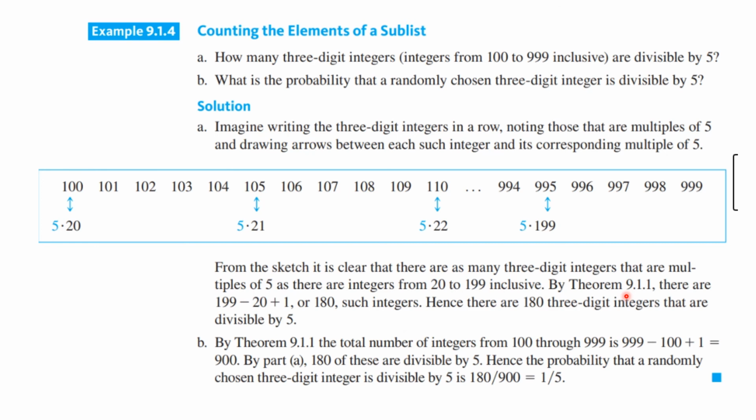So by the theorem we just talked about, how many of those are there? There are 199 minus 20 plus 1, or 180 such numbers. Hence, there are 180 three-digit integers that are divisible by 5. Now, the total number of integers from 100 through 999 is 999 minus 100 plus 1, which is 900. And so, to find the probability, we say it is 180 over 900. It is 1 out of 5.